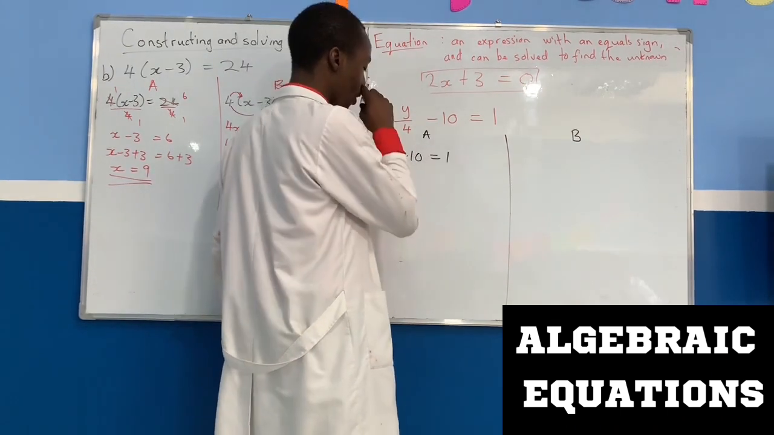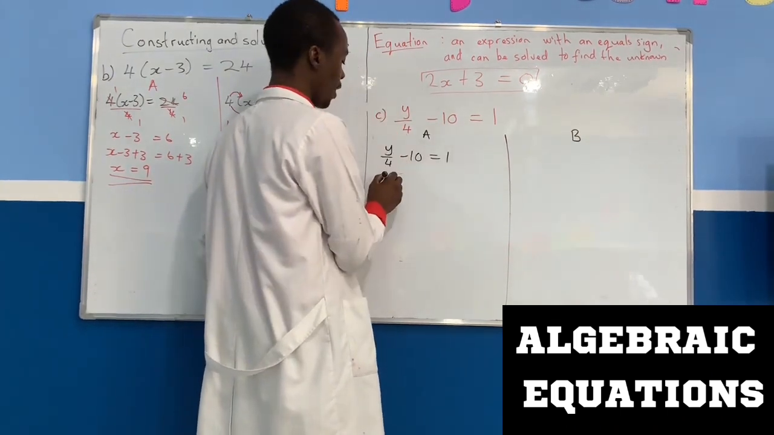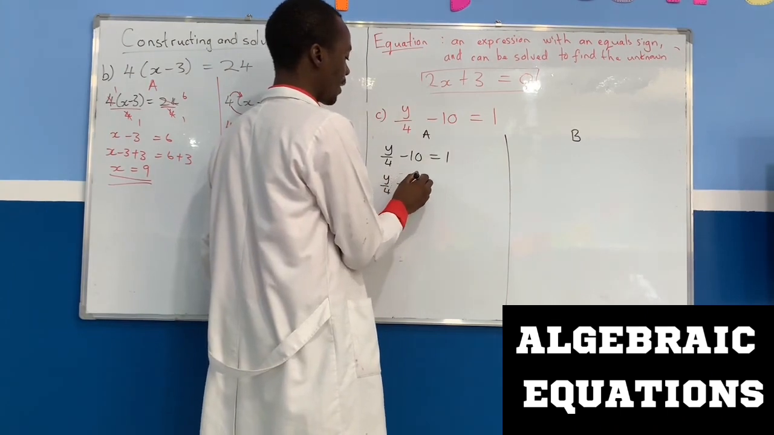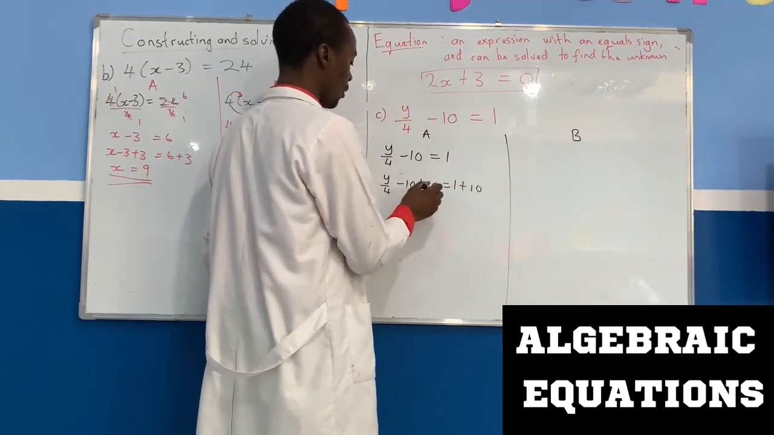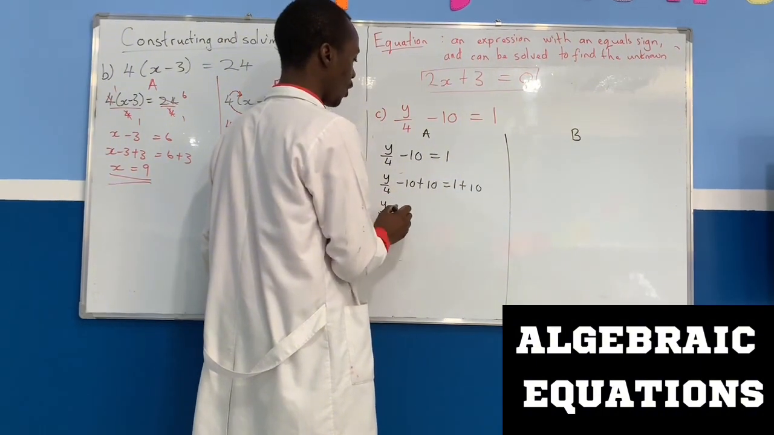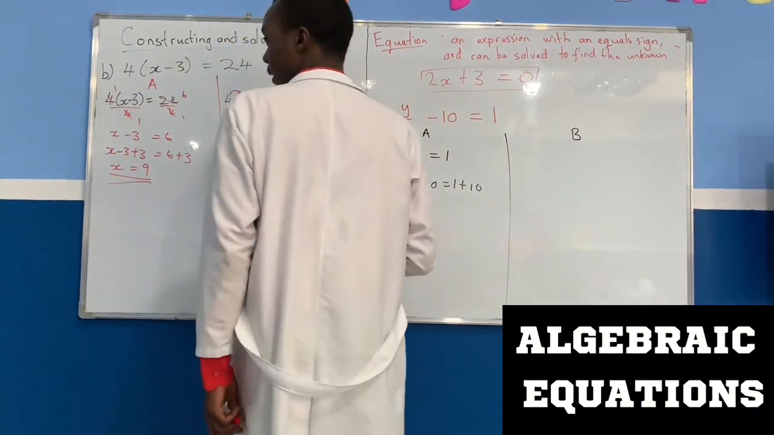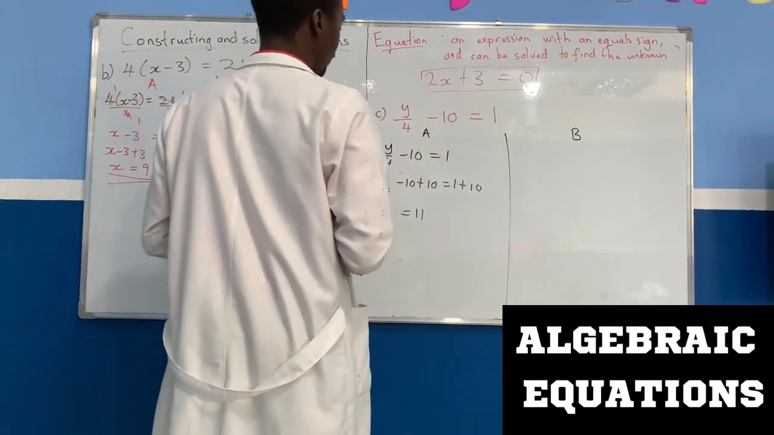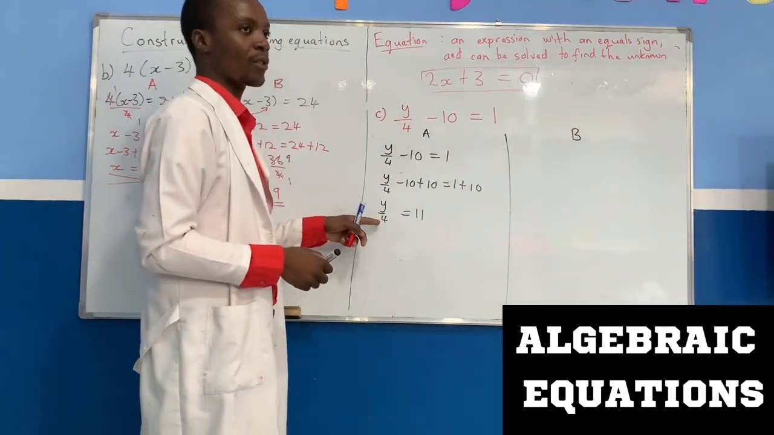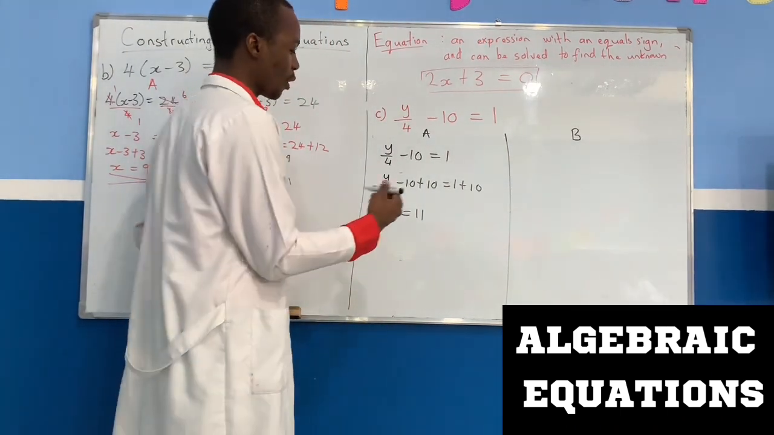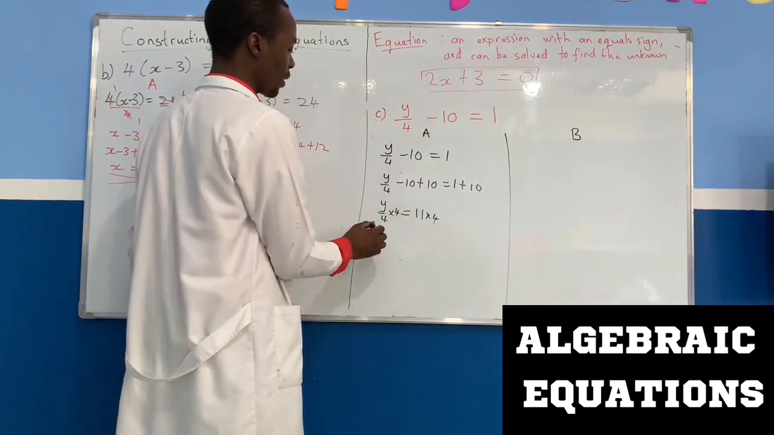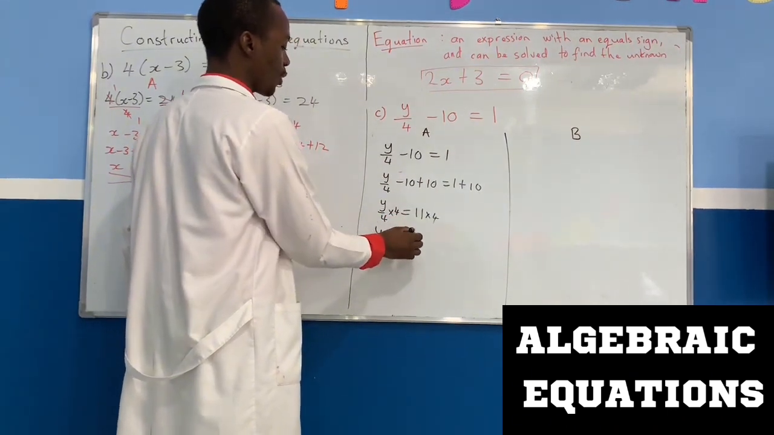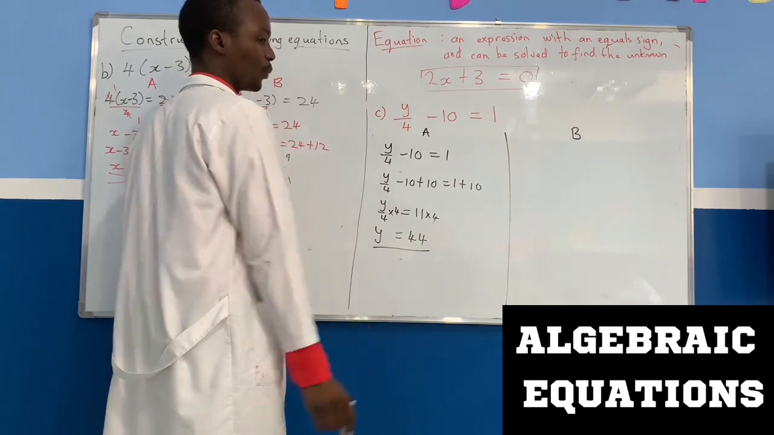Y over 4 minus 10 equals 1. What we'll do in method A is y over 4 minus 10 plus 10 equals 1 plus 10. We add 10 on both sides. Then we get y over 4 is equal to 11. You can see here we still have the fraction part. We need to eliminate it. What we'll do is multiply both sides by 4. Then it becomes y is equal to 44.